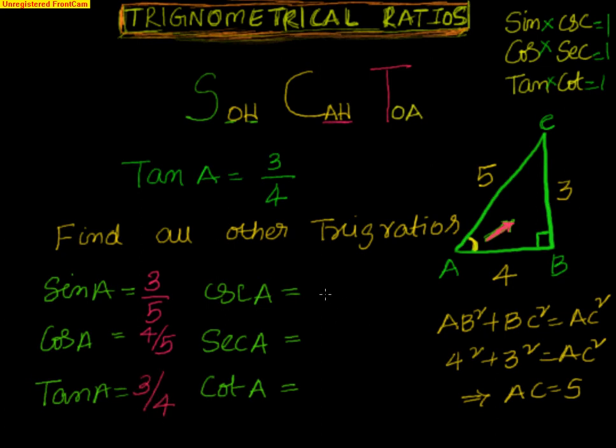Now what is cosecant A? We have proved already that they both are reciprocals, right? But you want to check, that is fine. Cosecant A is hypotenuse by opposite side. That is nothing but 5 by 3. Similarly, this is 5 by 4 and this is 4 by 3. That's it, right? Pretty simple, right?